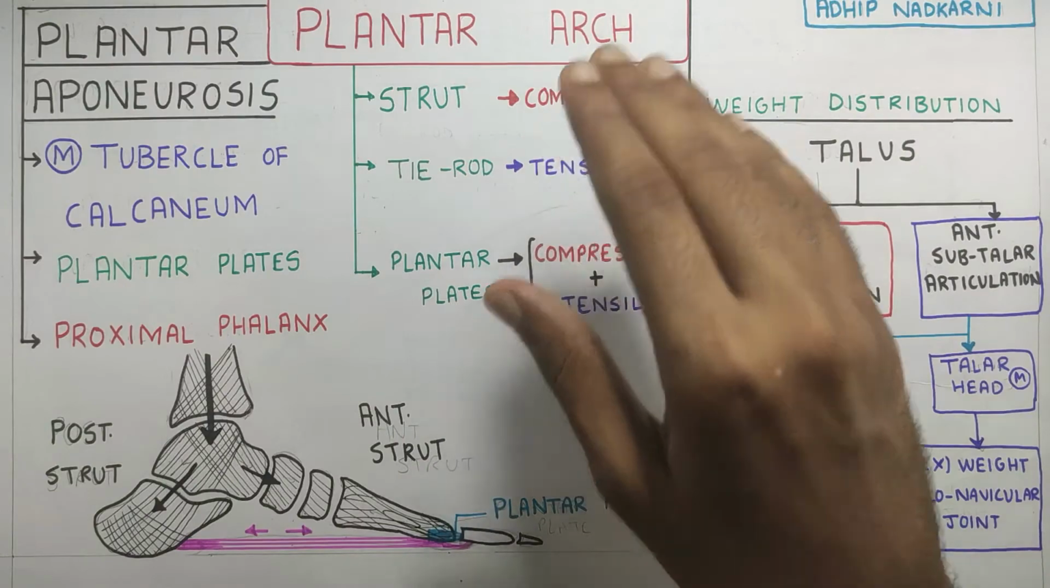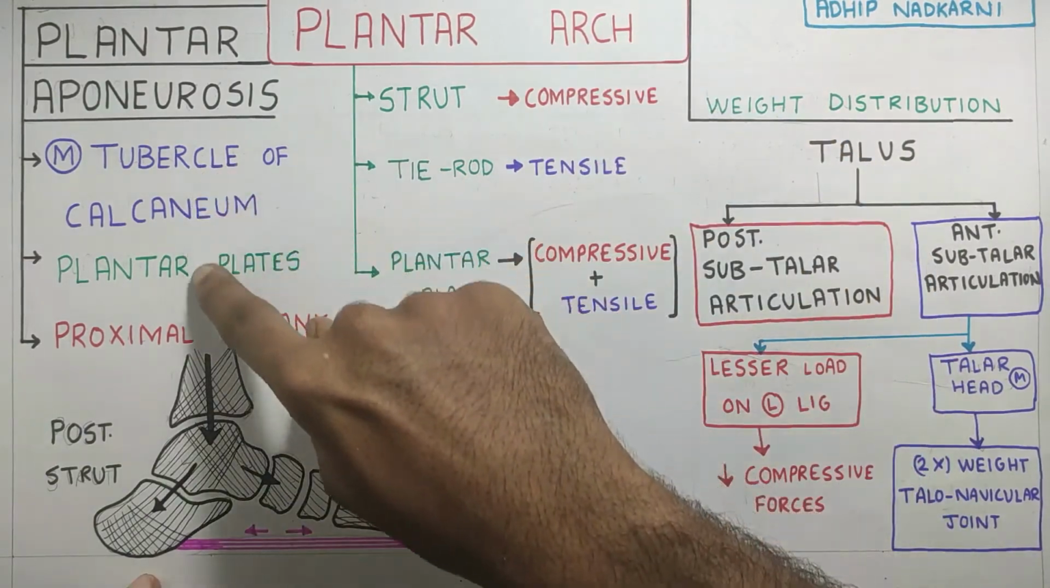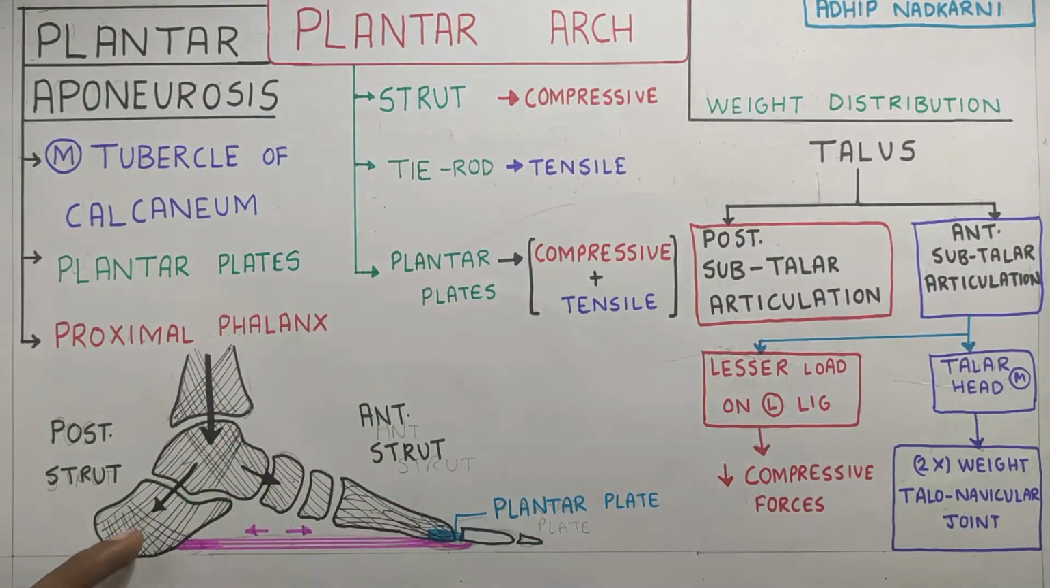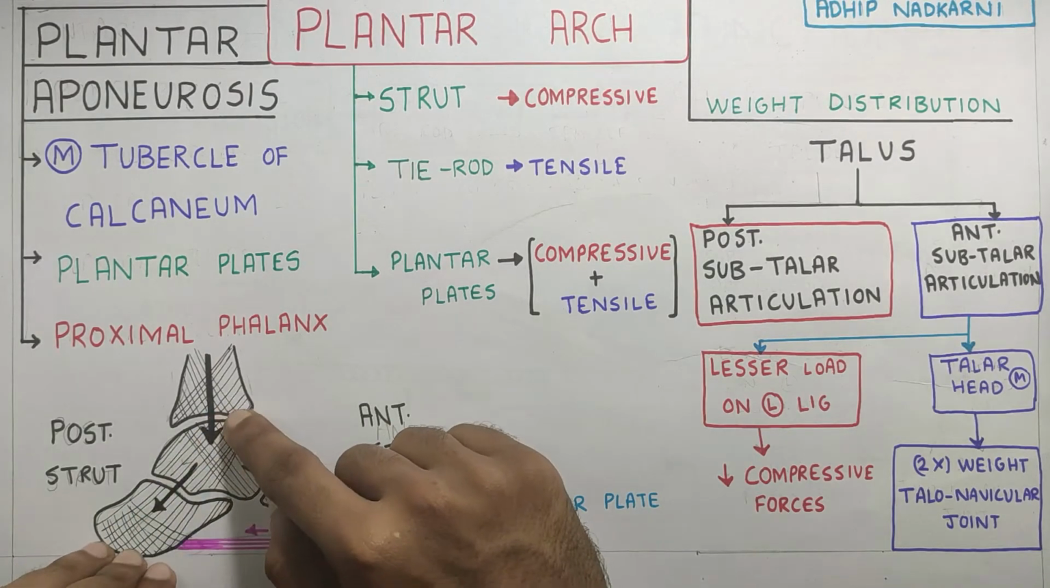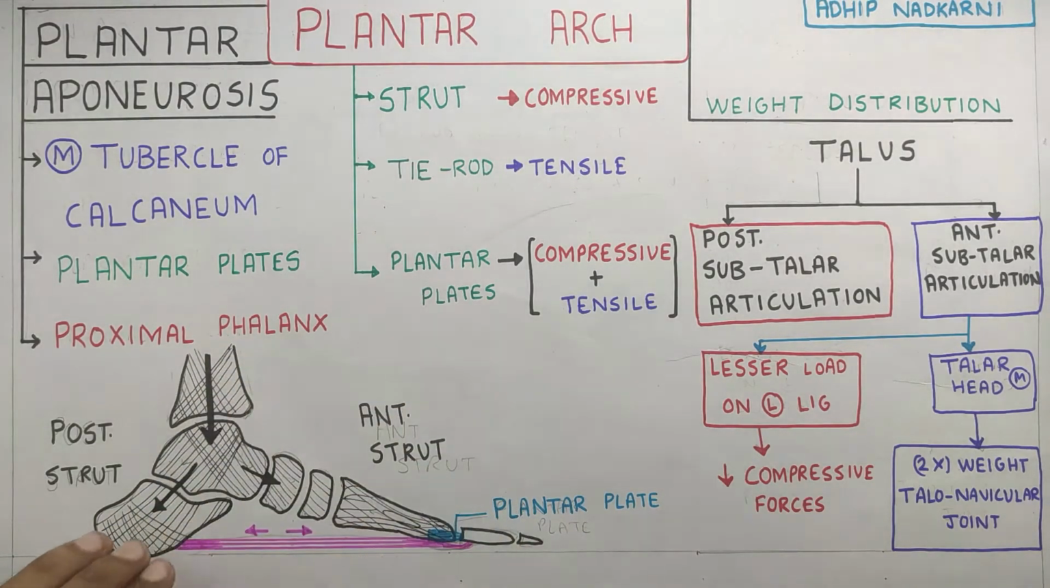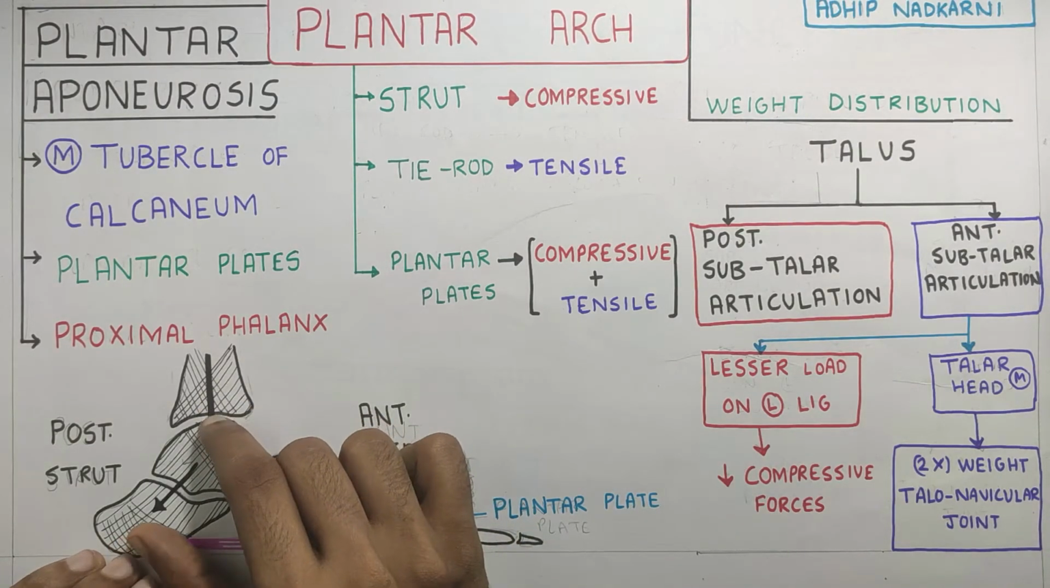Now if you see what forces they undergo, the weight comes from the top, that is the down arrow, and then it is transmitted downward like this. And down here the ground is there. So your calcaneum or the posterior strut and a part of the talus is compressed between your body weight and the ground at the bottom, and it undergoes a compressive force.